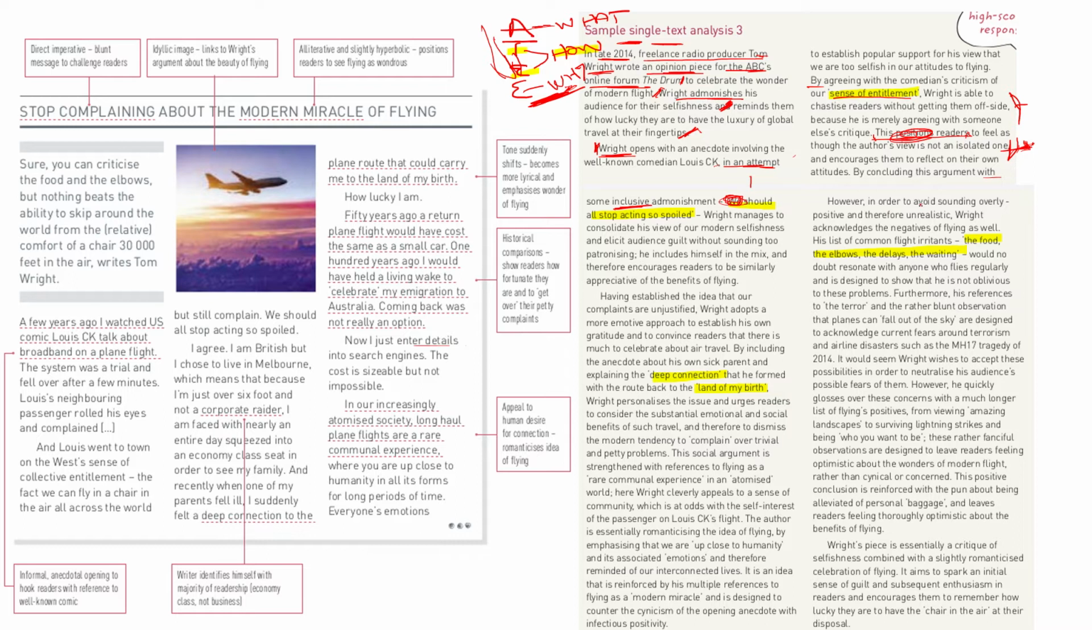So again, we've got our what, we've got our how, we've got our why. What is he doing? He's concluding his argument with inclusive admonishment. How is he doing that? Here is the example, the "we." "We should all stop acting so spoiled." And then what does that do? He manages to consolidate his view of our modern selfishness and elicit audience guilt without sounding too patronizing.